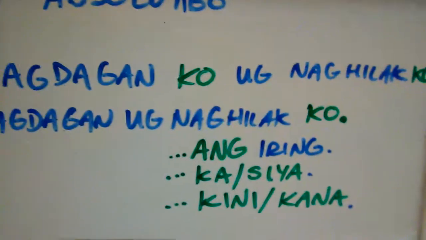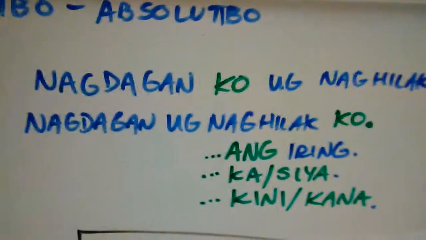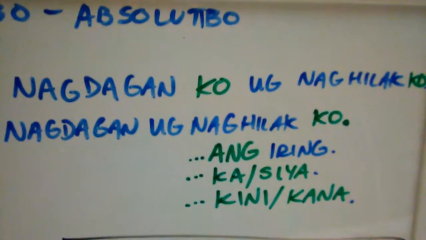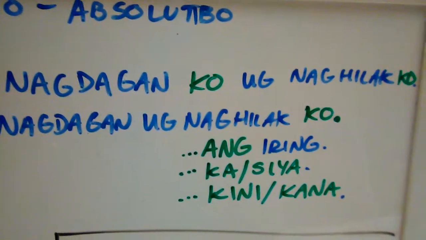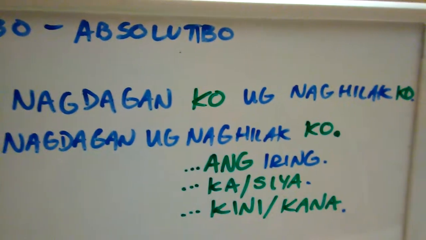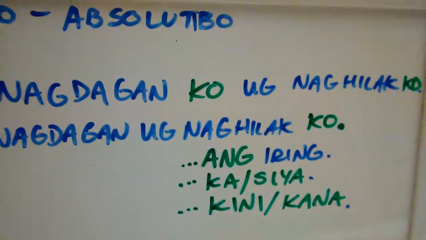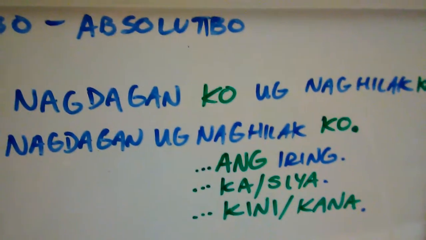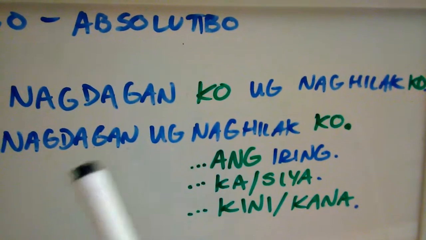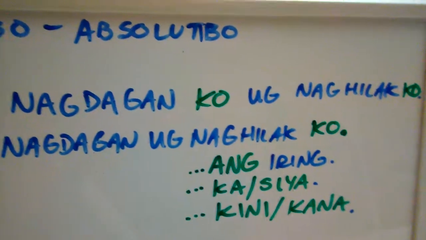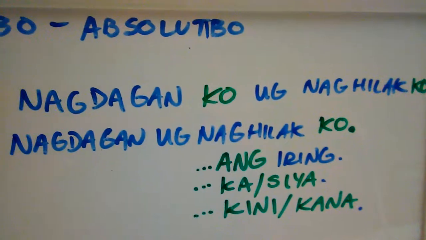Now, on this part here, I just combined the two sentences. Remember, we're still talking about ourselves, and we are the subject of the sentence. We are in the absolutive form, right? So, ako, right? Nagdagan ko ug naghilak ko. I ran and I cried.